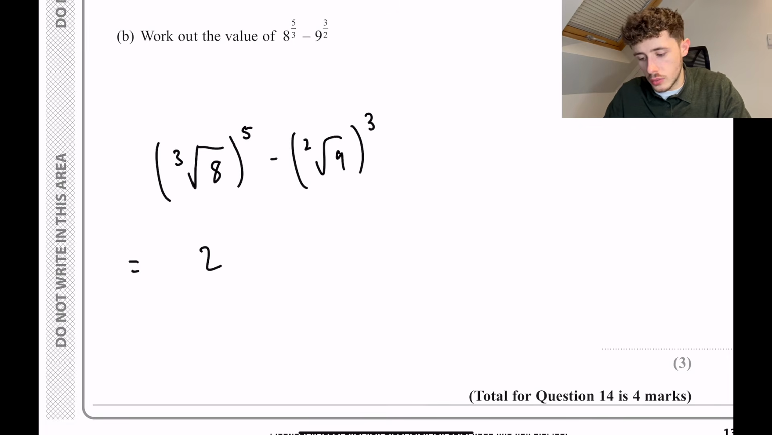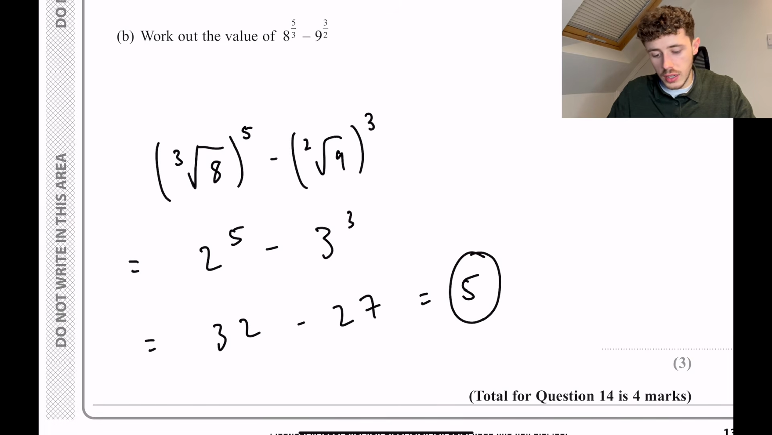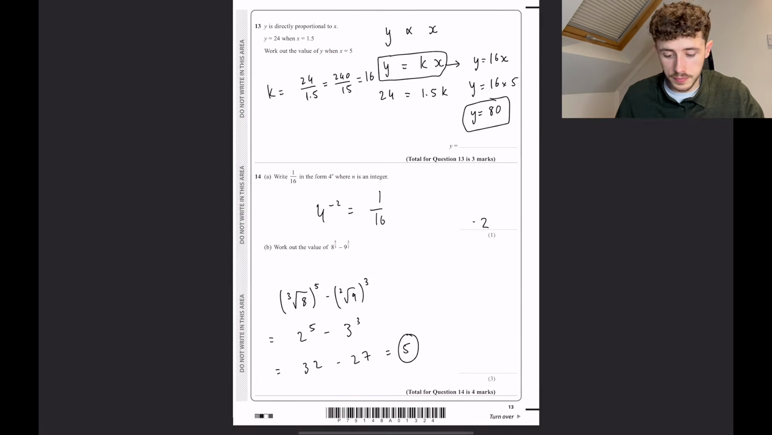And that will simplify down to 2 to the power of 5 minus 3 cubed. And 2 to the power of 5 is 32. 3 cubed is 27. So that's going to leave you with 5 as your final answer.